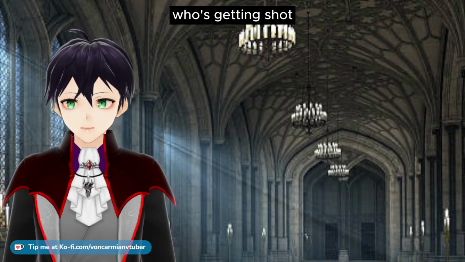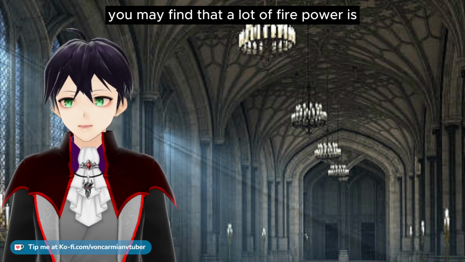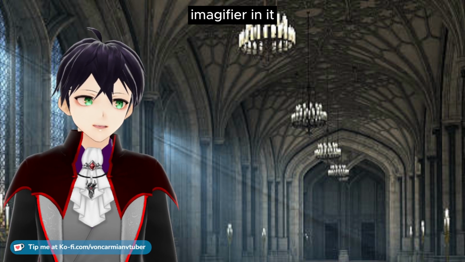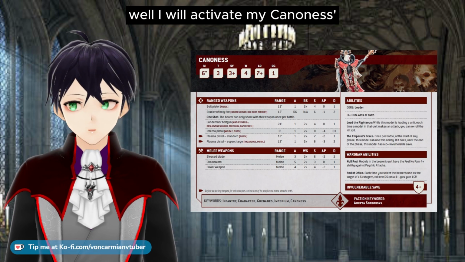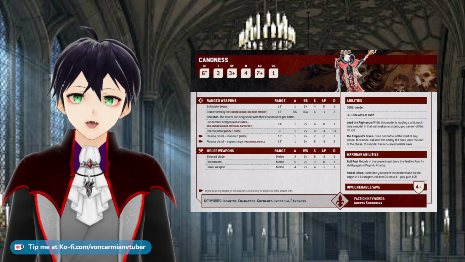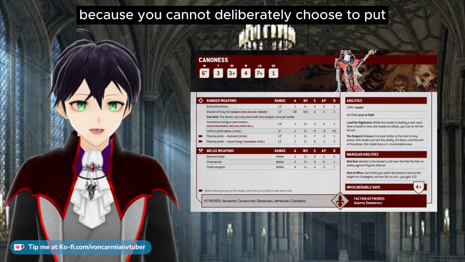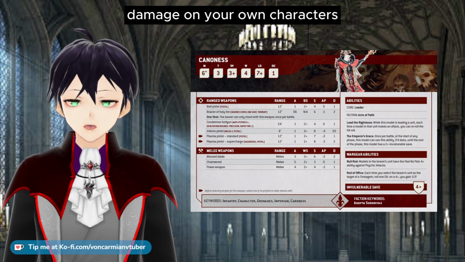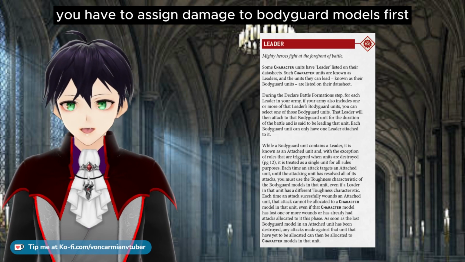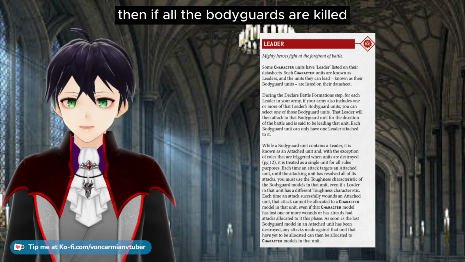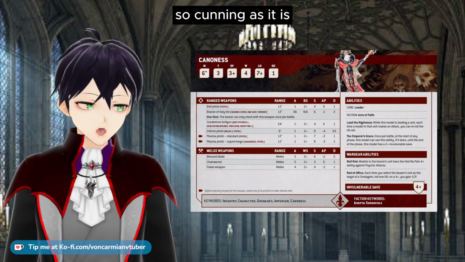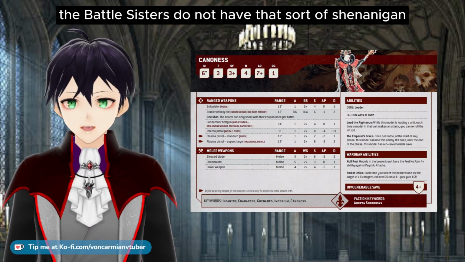As the defending player who's getting shot, you may find that a lot of firepower is coming your way, so if a Battle Sister squad with a Canoness and a Imagifier in it is being attacked, you might think, haha, well I will activate my Canoness's ability to get a 2+ invulnerable save for this phase. That won't help, because you cannot deliberately choose to put damage on your own characters. Even though they're a model in the squad, you have to assign damage to bodyguard models first. Then, if all the bodyguards are killed, any remaining wounds from the attack can get assigned to characters. So cunning as it is, the Battle Sisters do not have that sort of shenanigan.